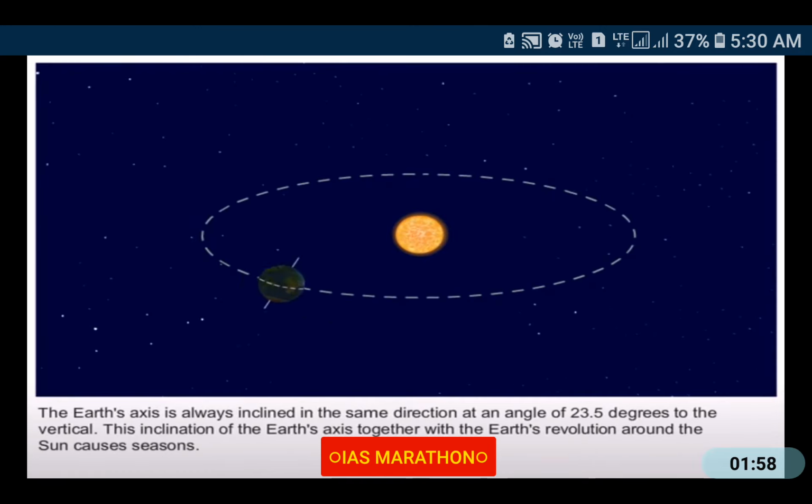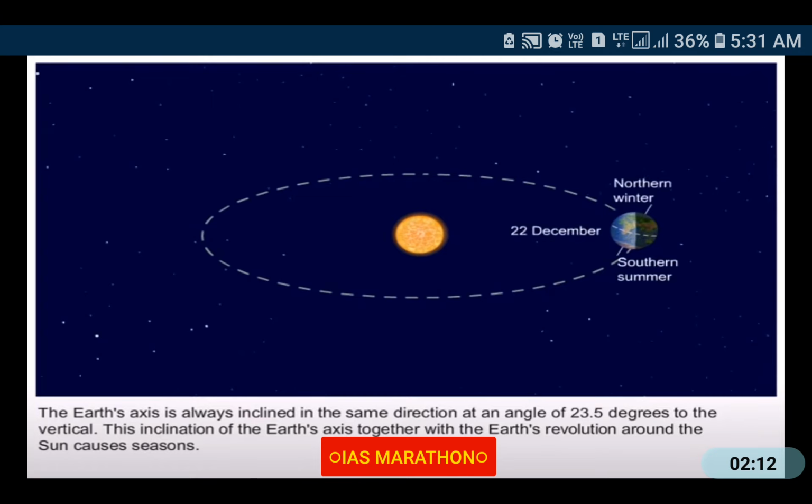The Earth's axis is always inclined in the same direction at an angle of 23.5 degrees to the vertical. This inclination of the Earth's axis together with the Earth's revolution around the Sun causes seasons.